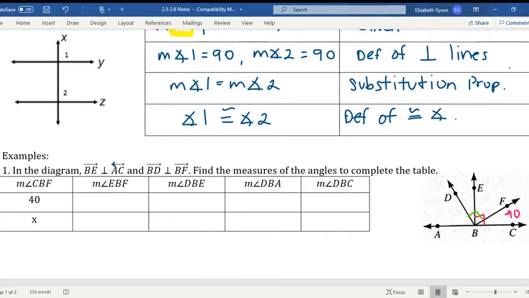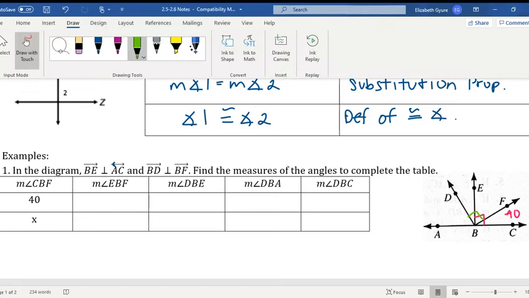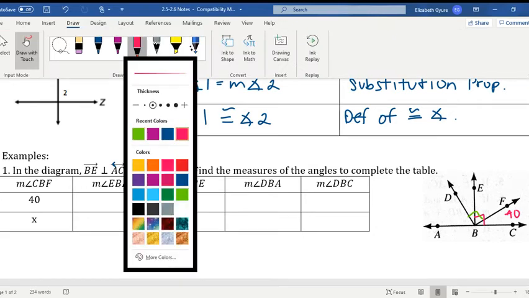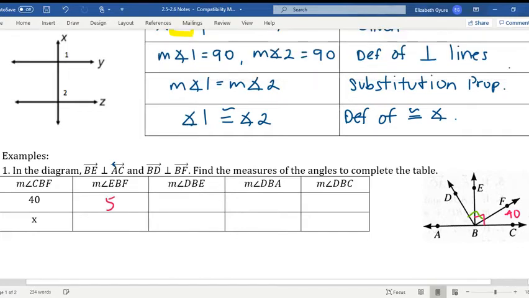Okay, I'd like you guys to take a couple minutes. Try to figure that out. The measure of angle CBF was 40 degrees. We wanted to find the measure of angle EBF. Who can tell me what that is and tell me how you found it? Ella. Yeah, very good. You know that the full thing's going to be 90 degrees, right? So you subtracted, right? Yeah, you would subtract 90 minus 40 and get 50.